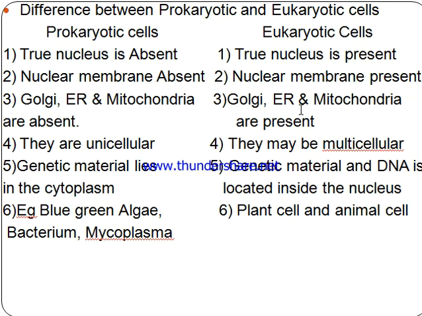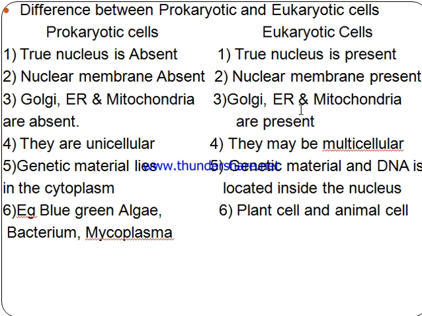Prokaryotic cells are unicellular, but eukaryotic cells may be unicellular as well as multicellular. In prokaryotic cells, the genetic material, which is known as DNA, lies inside the cytoplasm, but in eukaryotic cells, the genetic material lies inside the nucleus. Examples of prokaryotes are blue-green algae, bacteria, mycoplasma. In eukaryotic cells, there are plant cells and animal cells.